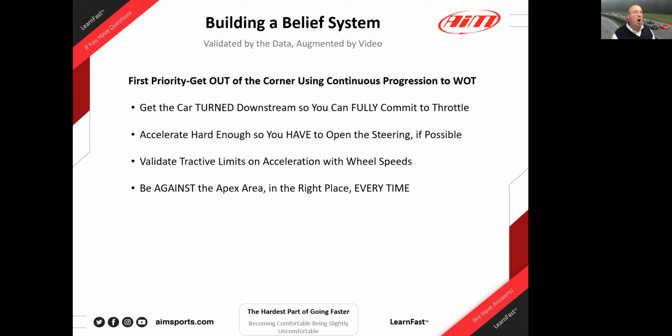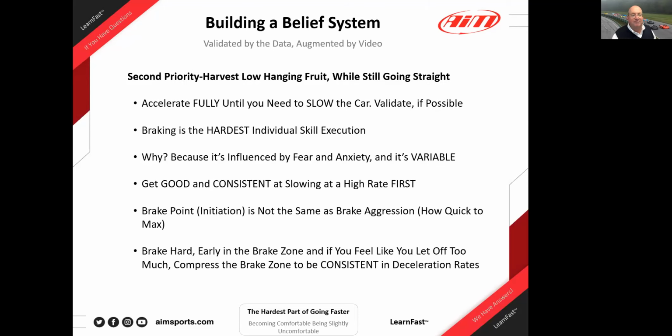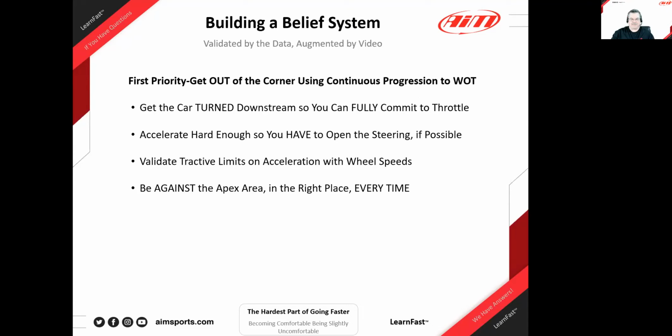But the first priority in that building of the belief system is always to get out of the corner using continuous progression to wide open throttle. That is the number one. Every driver, so George Seegers said to us in 2007 or 2008 at that PRI seminar, he said, I have a really useful math channel, and that math channel is percentage full throttle over the lap.